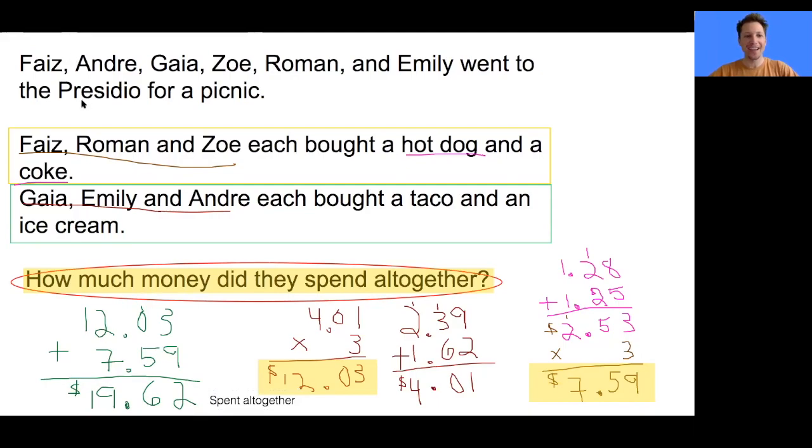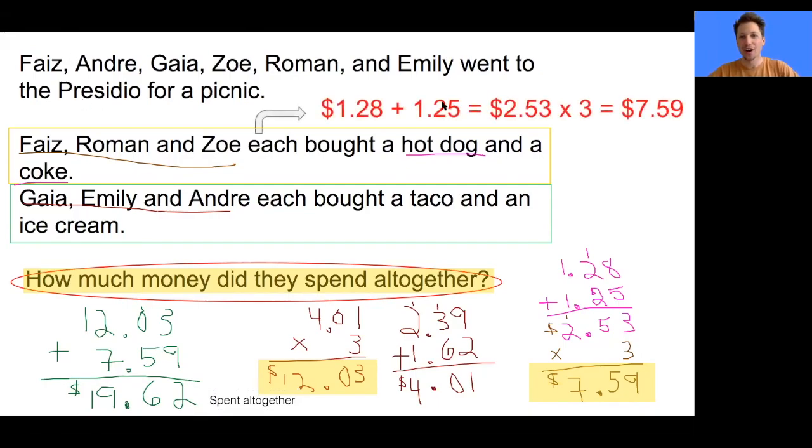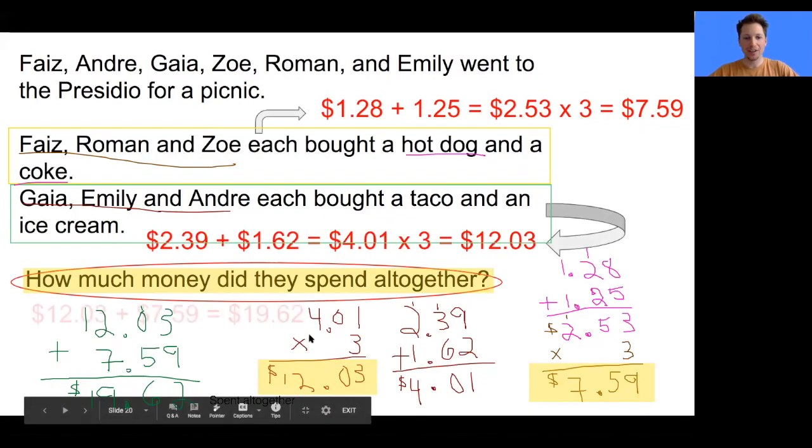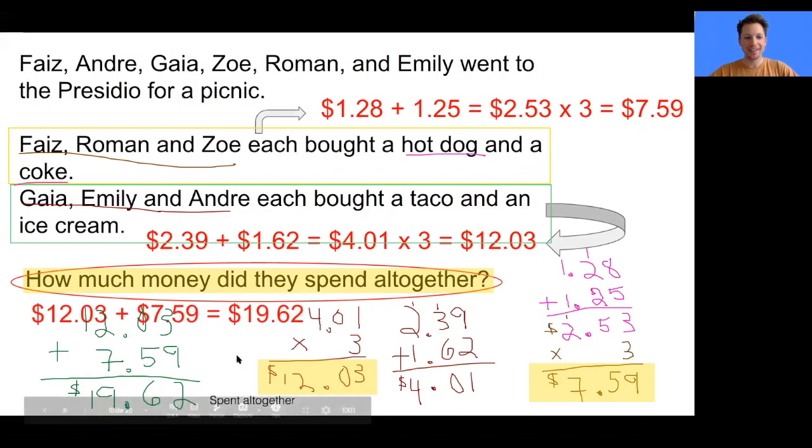Let's just check the answers I have written down, make sure I did this all right. $7.59, got it. Okay, next one. $12.03, that's what we got. And what did they spend all together? $19.62. Woo, that was a long problem, but hey, that's what multiple step problems are. Break them down step by step. Don't try to do it all in one step, and definitely write everything down. As you can see, it takes a while, but that's how you get the right answer, step by step.